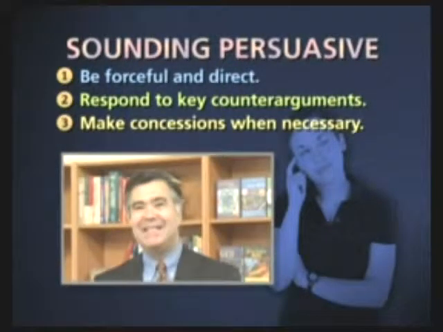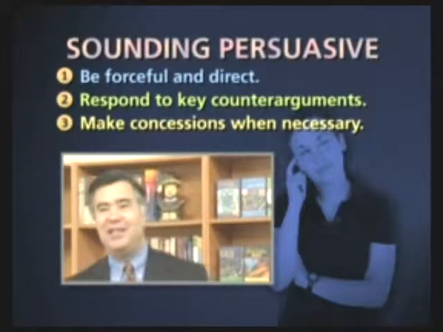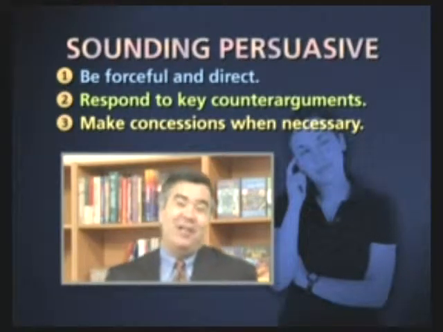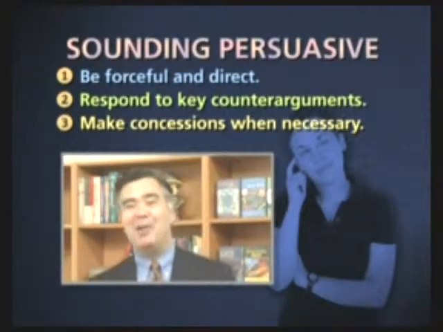Next, make concessions when necessary. Chances are good that your thesis is not 100% convincing. After all, we live in a world of gray, not black and white. So when you find that an opposing point of view has some merit or is partially correct, and that your own point of view is not 100% correct, go ahead and say so. This is called making a concession. You're offering something to the other side, saying, well, you're right about that.